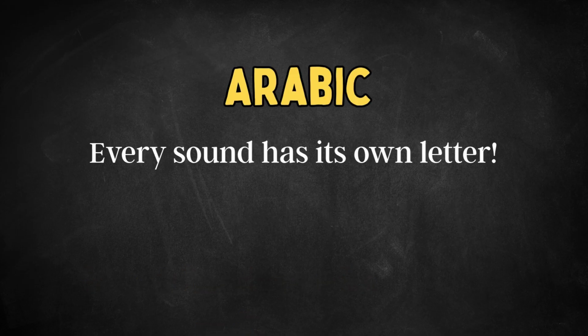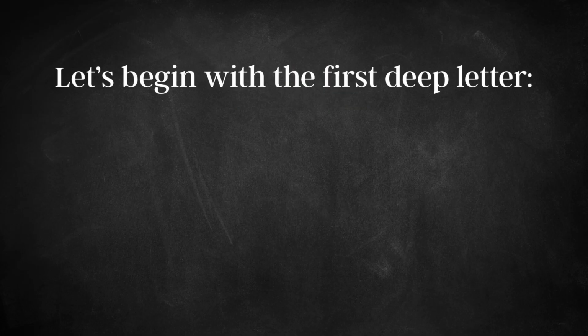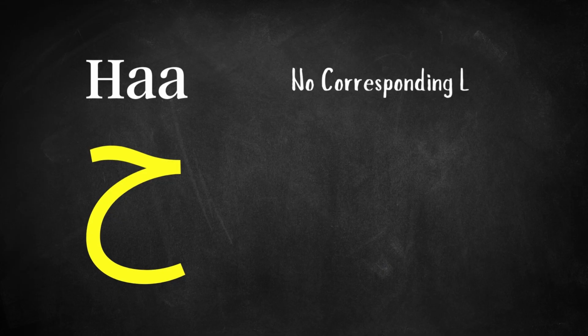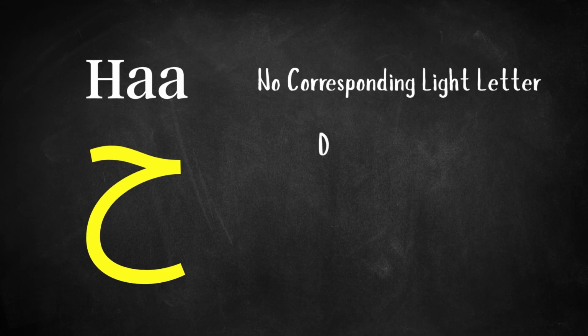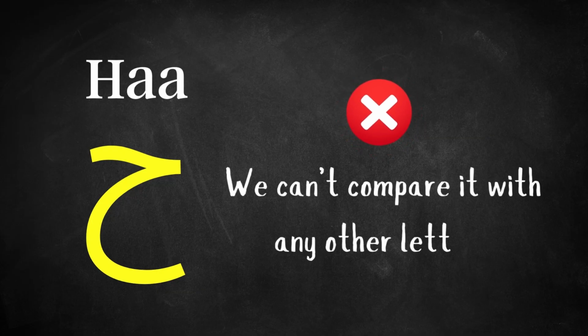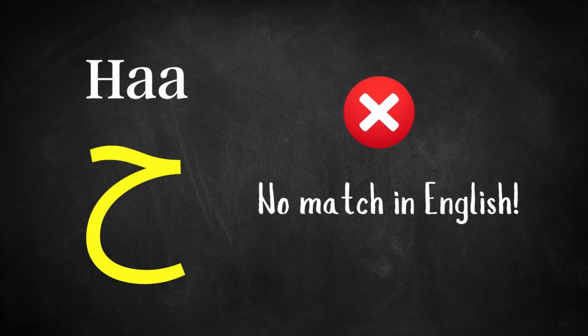In Arabic, every sound has its own letter, just like every person has his or her own voice. Let's begin with the first deep letter, Ha. This letter has no corresponding light letter, and it does not exist in English. It is one of the 4 special deep letters in Arabic, so we can't compare it with any other letter, because it has no light version and no match in English.